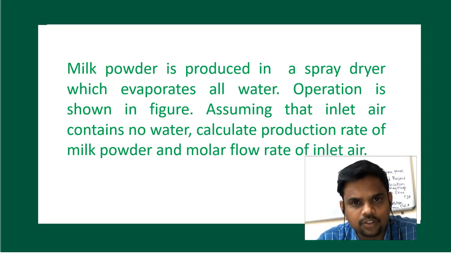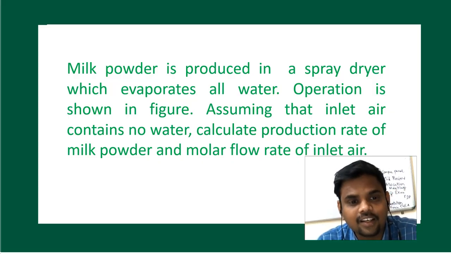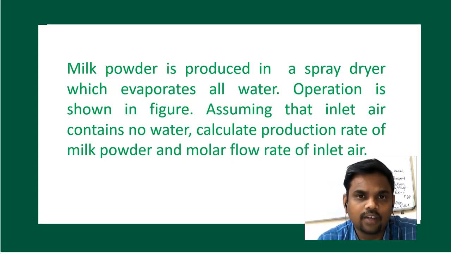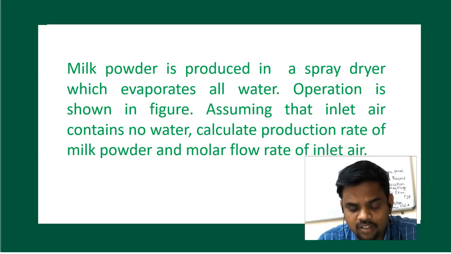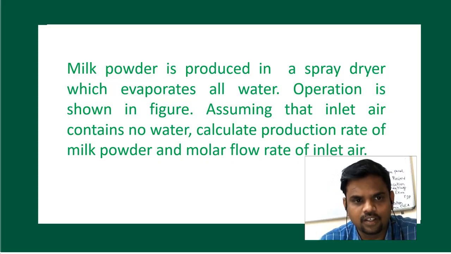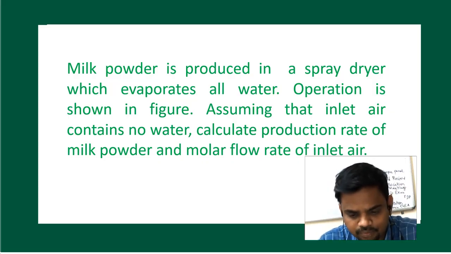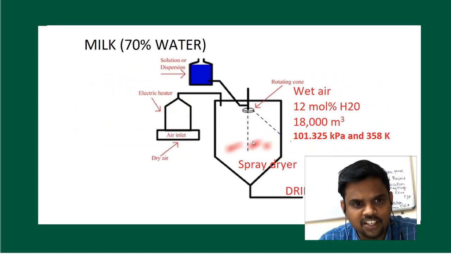Assuming that inlet air contains no water, calculate the production rate of milk powder and the molar flow rate of inlet air. So the figure is given here. There is an inlet stream of milk with 70% water. It is weight percentage.